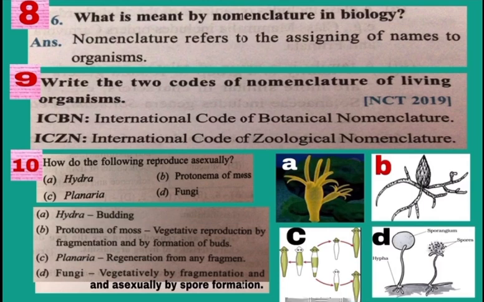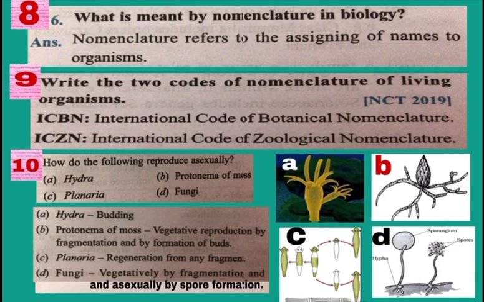Question number 10. How do the following organisms reproduce asexually? A. Hydra. See the diagram? It reproduces by budding, which is an outgrowth from the parent hydra. B. Protonema of moss. It reproduces by fragmentation, meaning breaking into pieces, and each piece will form a new organism. And also it reproduces by formation of buds.